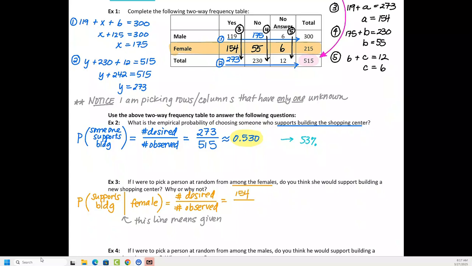Okay, and then what's the total? Ah, good job. It's going to be 215 because remember we're only looking at this row. We're not looking at the entire population because we know we're pulling it from the females. Remember that right here, from among the females. And so therefore we're going to say 215 down here. So when I put that on my calculator, 154 divided by 215 gives me 0.716.